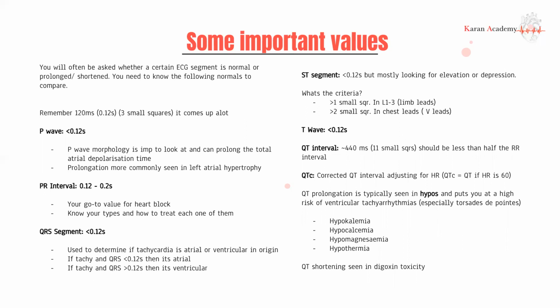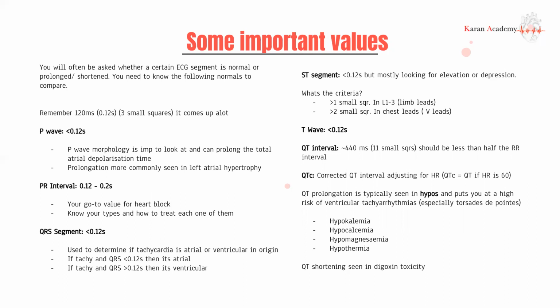The PR interval is the time the electrical impulse takes at the AV node. In most pathological cases, we see a prolongation of the PR interval, which means that there is some issue at the AV node. And what would you call that issue? Well, you'd call it a heart block or an atrioventricular heart block. And you need to know the different types of heart block.